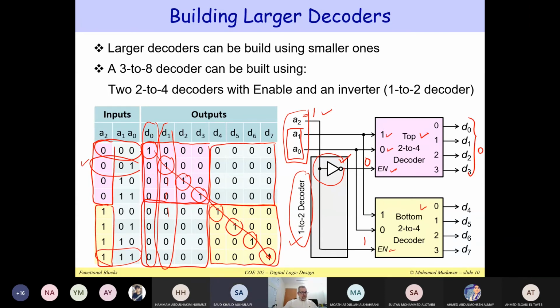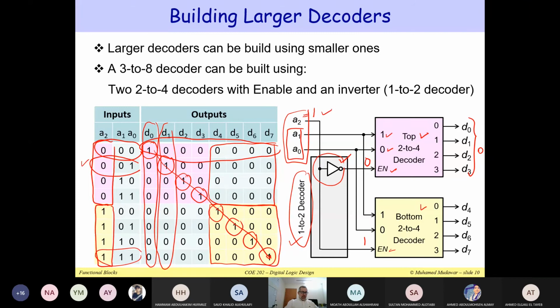Remember this is a truth table. What we are drawing here is a truth table. What you are saying is not really a truth table. So this is a truth table that shows the outputs for every possible input combination. So we are actually showing all the outputs for a given input.